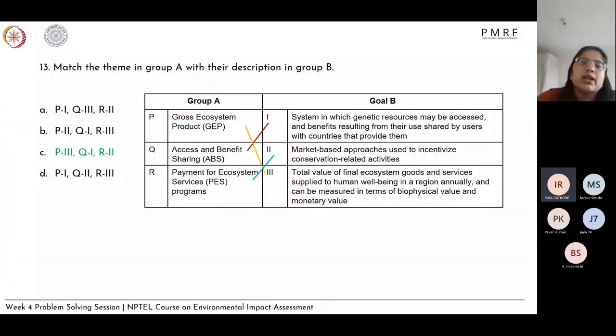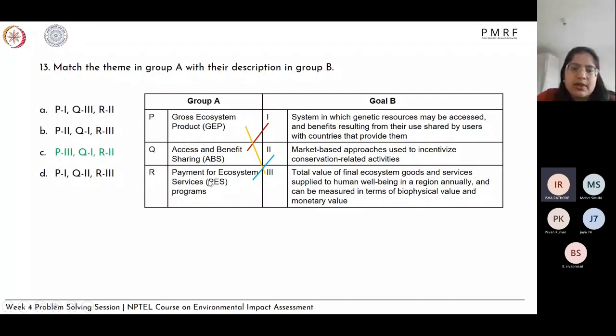C is correct. So the gross ecosystem product is the total value of final ecosystem goods and services applied to human well-being in a region annually, and can be measured in terms of biophysical value and monetary value. So P matches with 3. The access and benefit sharing, ABS, is the system in which genetic resources can be accessed and benefits resulting from it can be shared by users of different countries which provide them. So Q matches with 1.